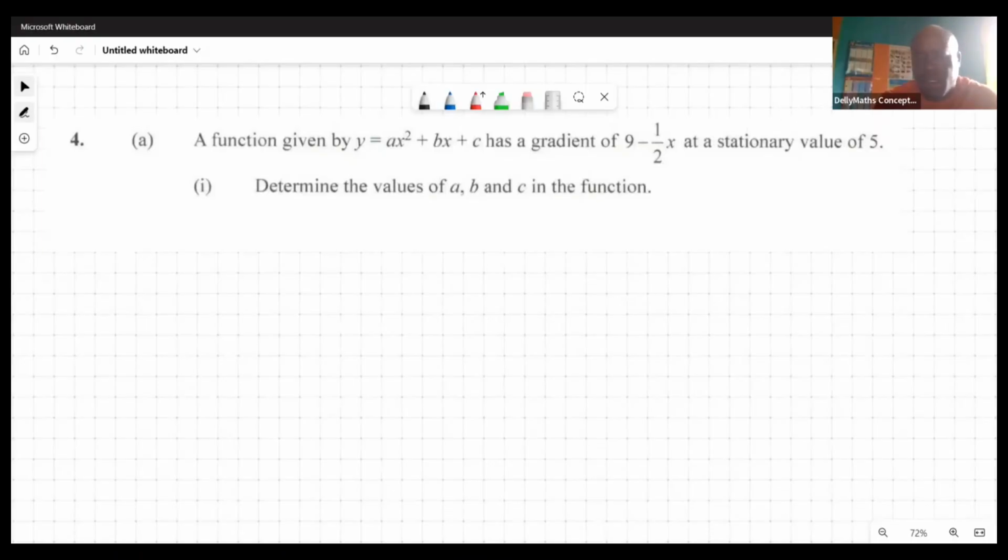At Math 2023. All right. We're looking at question 4. And if time permits, I'll go to question 5.